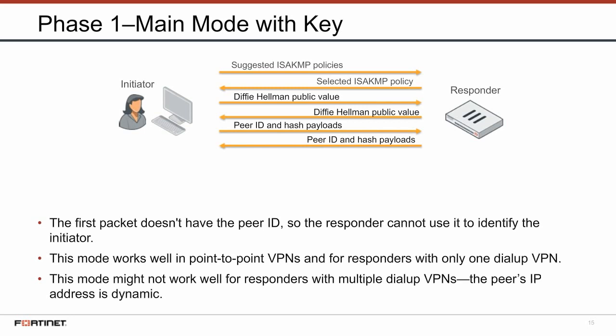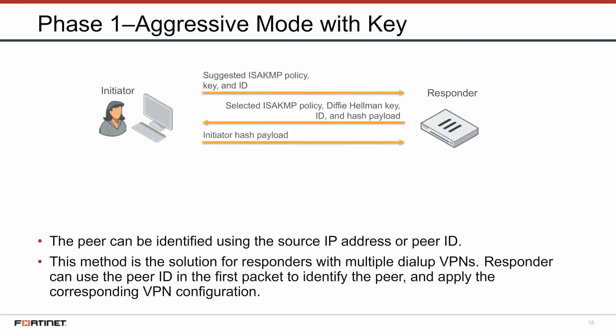This mode also works well for a responder that has only one dial-up VPN. In this case, the responder does not need to identify the peer. There is only one set of security policies to use for all of them. However, this method might not work well for a responder that has multiple dial-up VPNs. In this case, the responder might need to identify the initiator with something other than the source IP address because the peer IP addresses are unknown and can change. Without that information, the responder might not know which dial-up VPN each initiator belongs to or which security policies apply.